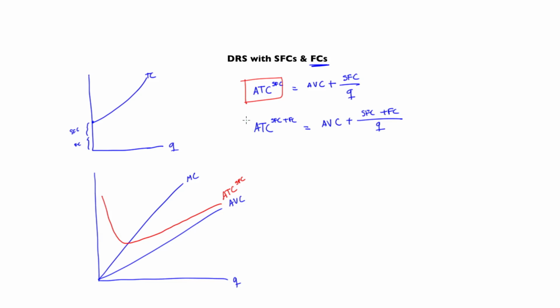And I'm going to do in green this one, which is going to be something that looks like this. It crosses at the minimum, average total cost curve of SFC plus fixed cost. And as before, let me define points here, which is the minimum of the average total cost curve only taking into account the semi-fixed cost, and this is the quantity associated with that.